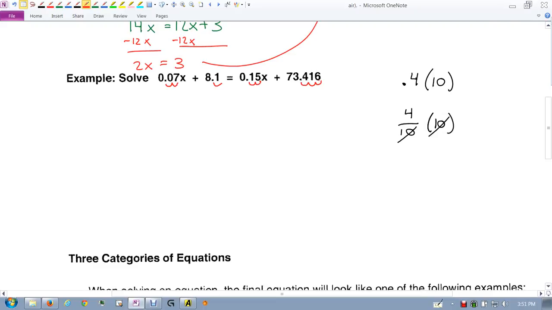73,416. So what I need to do is come up with a number to multiply both sides of the equation that will take care of the worst case scenario. The 1,000, right? The 3 spaces. So I have to multiply both sides of the equation by 1,000. So I multiply the left by 1,000. I multiply the right by 1,000.